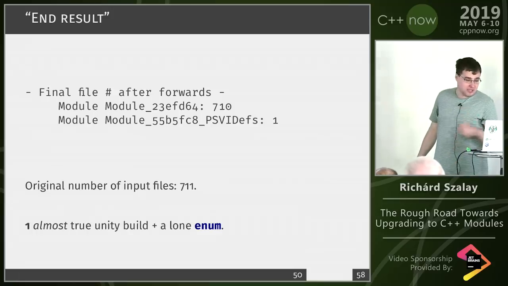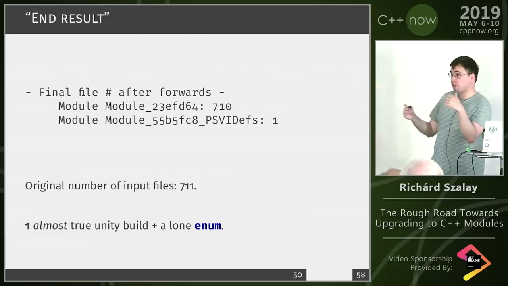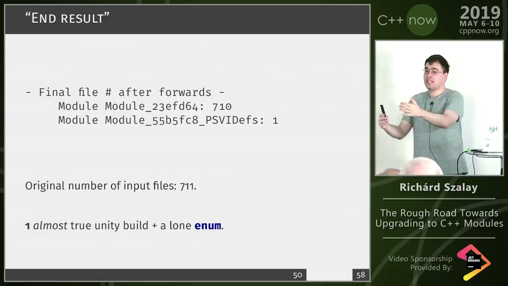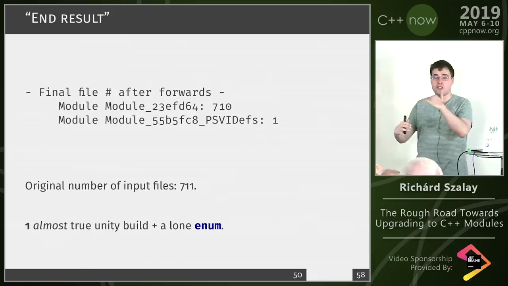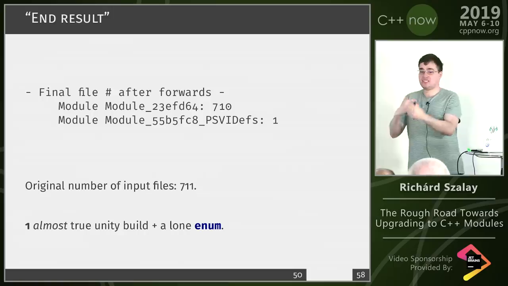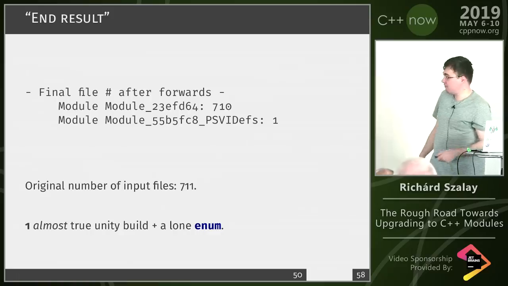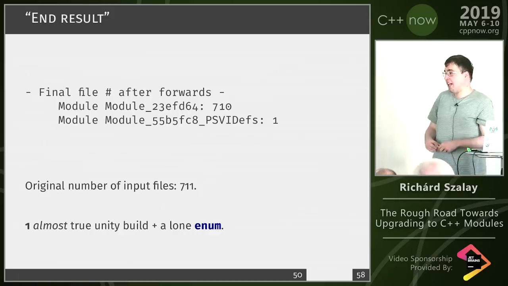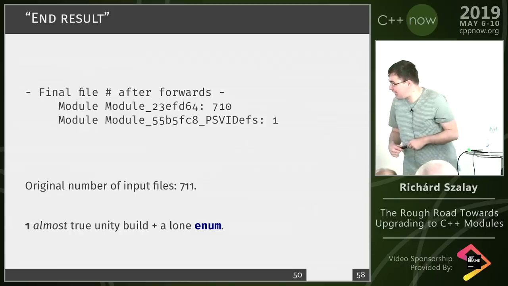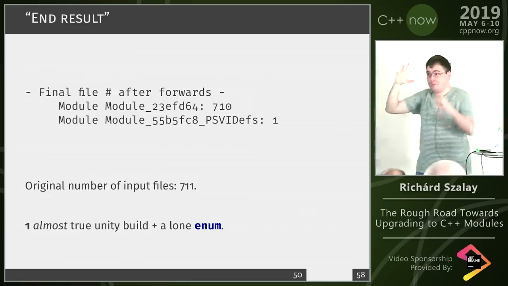So what's the actual result? It's one almost true unity build, which actually compiles. There are tools for various build systems which create a unity build for you, but they don't take care of all these unification breaker things, like translation unit local type defs and stuff that break a unity build if you just copy paste files together, and there's a lone enum in there. So does anyone have a hunch on why this didn't just get merged into the big module?